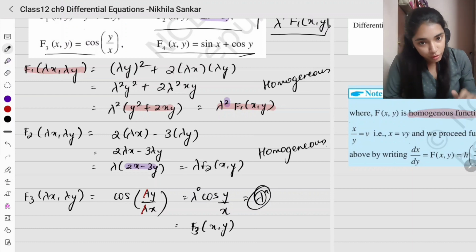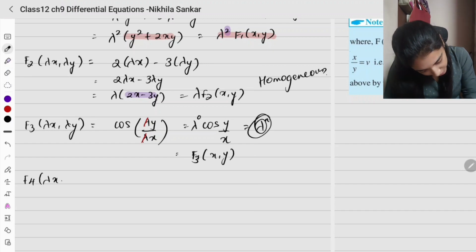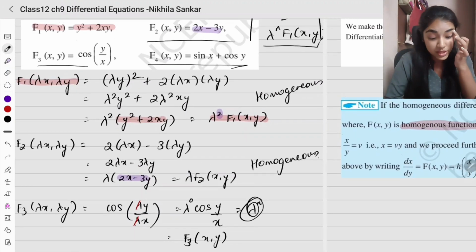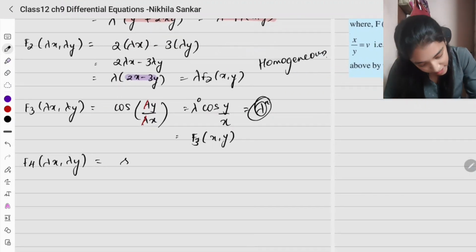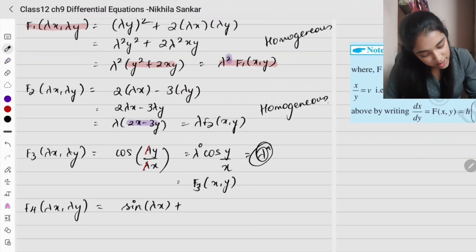Try to do this on your own. I am also solving this. Okay, so basically what we have is f4 of lambda x, lambda y equals, instead of x and y I'm going to put lambda x and lambda y. So instead of sin x, sin lambda x. So I have sin lambda x plus cos lambda y.